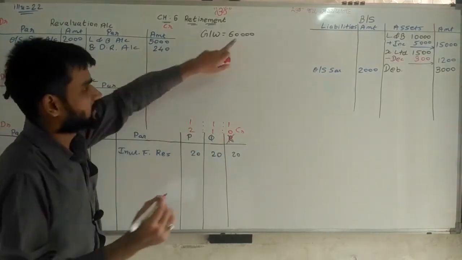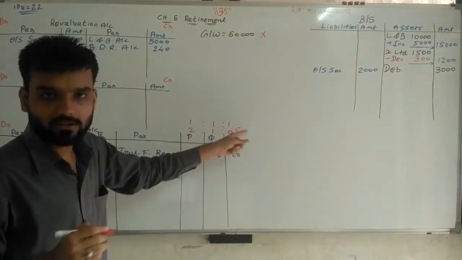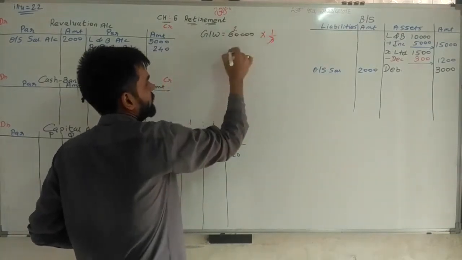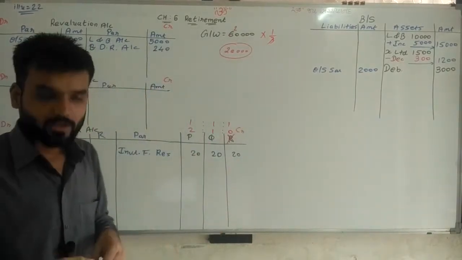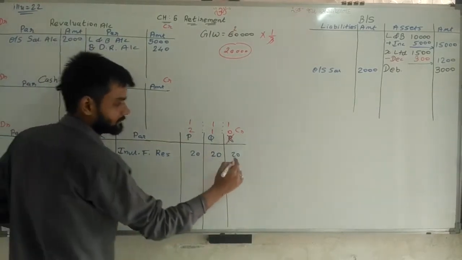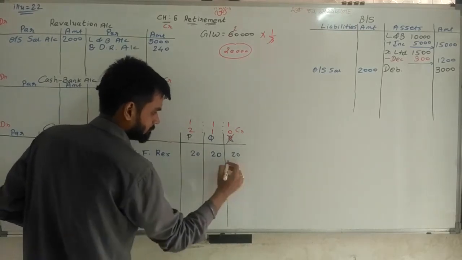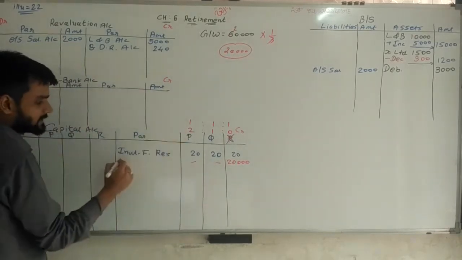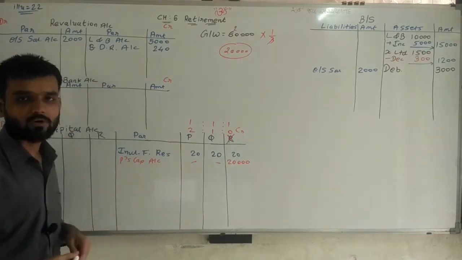So goodwill 60,000 into what is the portion of R? Sir, 1 by 3. So goodwill 60,000 into 1 by 3, 3 twenties are 20,000 rupees. This is the goodwill amount of R. We are giving 20,000 goodwill to R, it means credited to R. And against it, we are writing P's capital account. So why P's capital account?